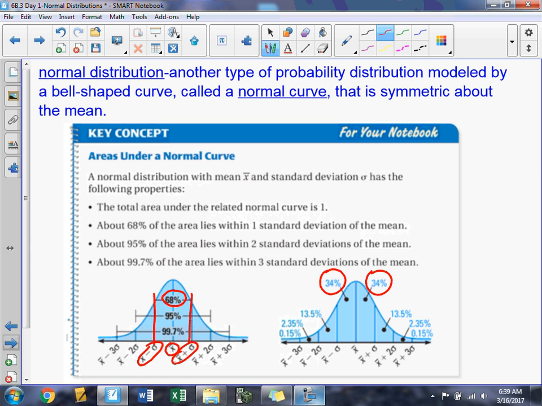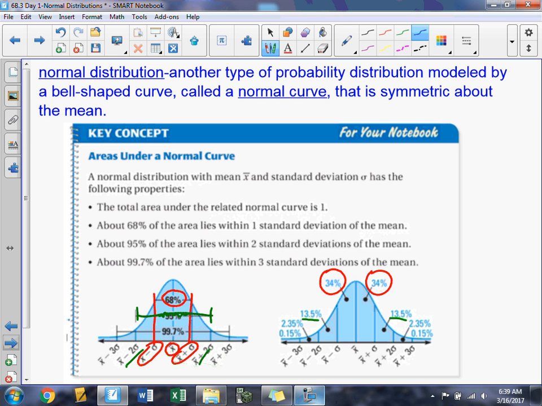95% lies within 2 standard deviations of the mean. So if you go out to 2 standard deviations below and above, that's where you're going to see the 95%. So if you take 95%, subtract the 68% that overlaps here in the middle, and divide it by 2, you get 13.5%, 13.5%.